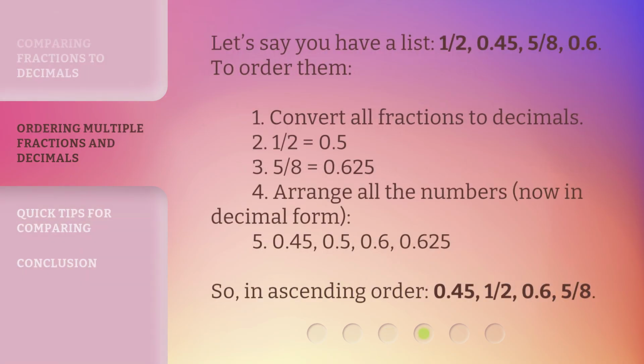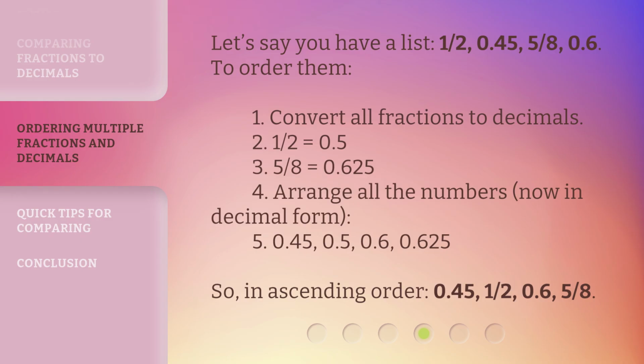Let's say you have a list: 1/2, 0.45, 5/8, 0.6. To order them: 1. Convert all fractions to decimals. 2. 1 divided by 2 equals 0.5. 3. 5/8 equals 0.625.